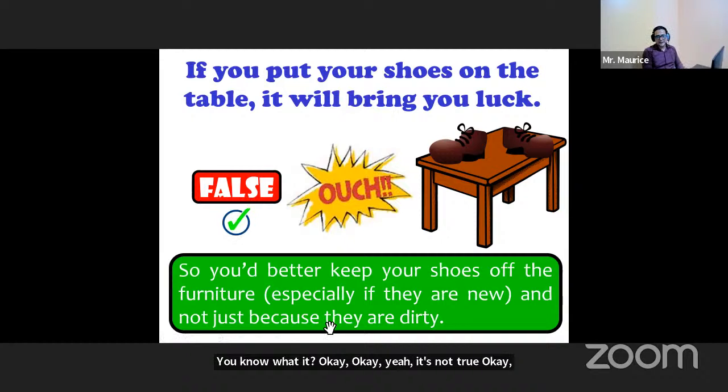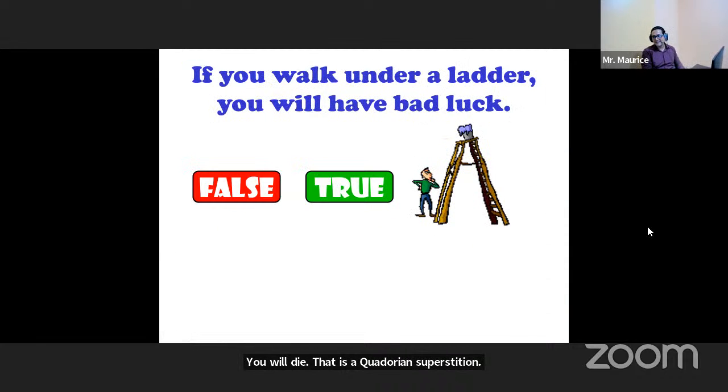Very good. Ok, aquí en Ecuador es un poco diferente. Acá cuentan, if you put your shoes on the table, you will die. You hear that? You will die. Morirás. If you put your shoes on the table, you will die. That is an Ecuadorian superstition. Yes, believe me. Okay, let's continue.